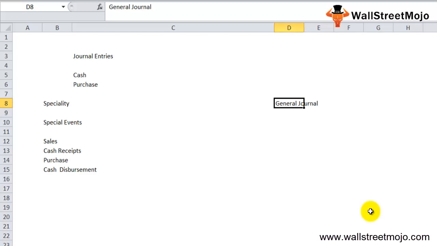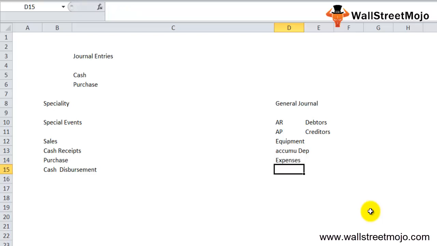So this can have the following types of transactions: accounts receivable and accounts payable, which are known as your debtors and your creditors. Then we have equipment, accumulated depreciation, expenses, and interest income. It also includes expenses.